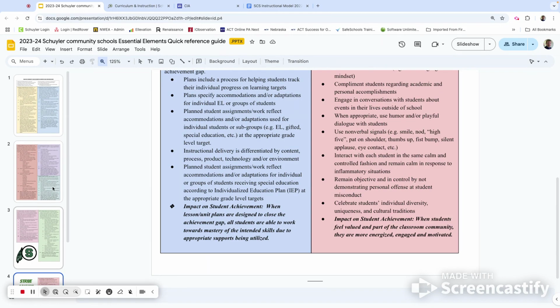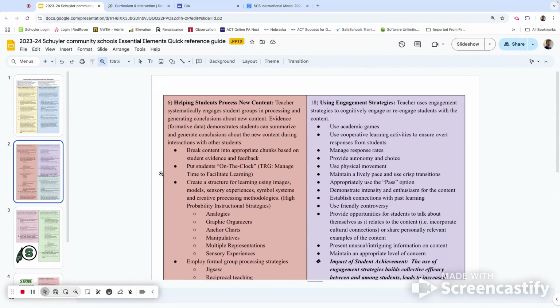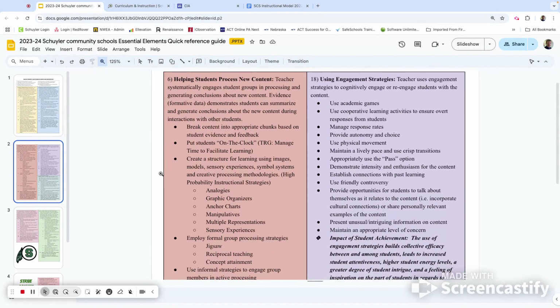Something that's very important for everybody to keep in mind is that when we're talking about using engagement strategies, these are not checklists. This is not, okay, I did this, check, now I have to do this, check, now I have to do this. So within a lesson, you're not going to do all of these. You may only do one of these. But do something from this as you're creating your plans for the day.